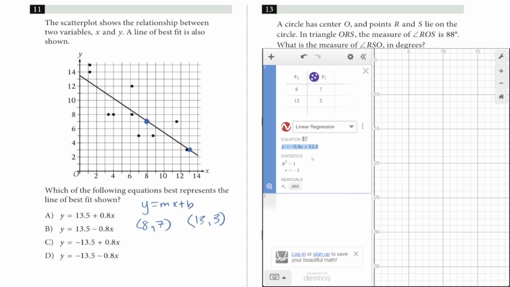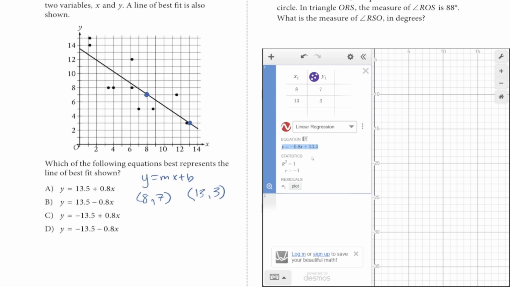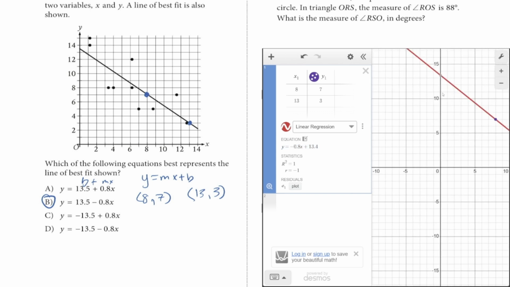Now, the equations in the problem are not written in the form mx plus b, they just switch the order. So here it's b plus mx. So for the line that we got here, the slope should be negative 0.8 or something really close to that because it's a scatter plot. And then the b value should be about 13.4. So b is really close. Okay, so this is one way to do this question.